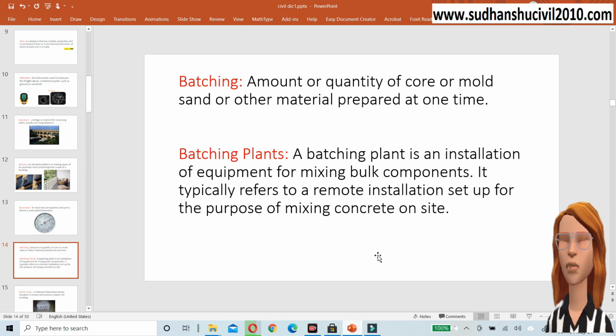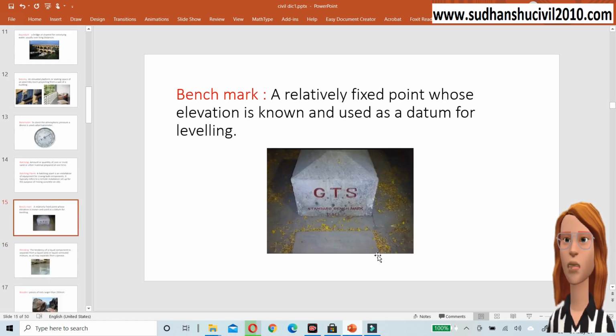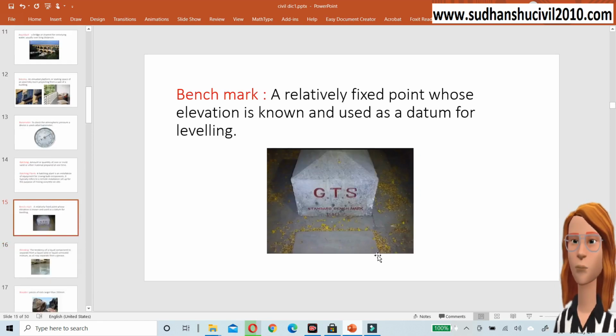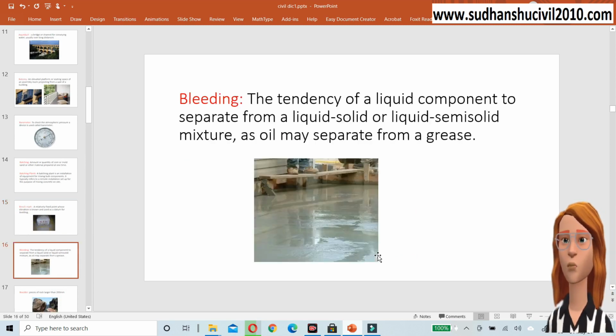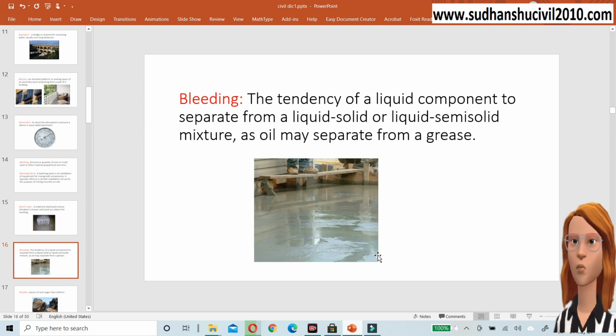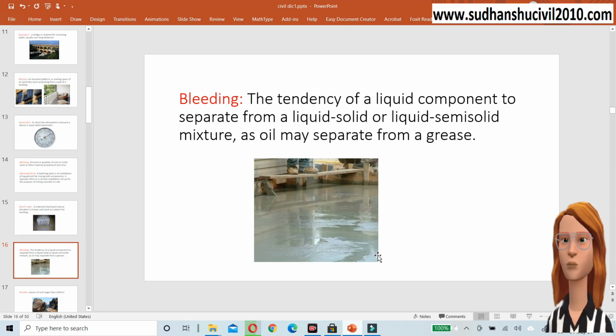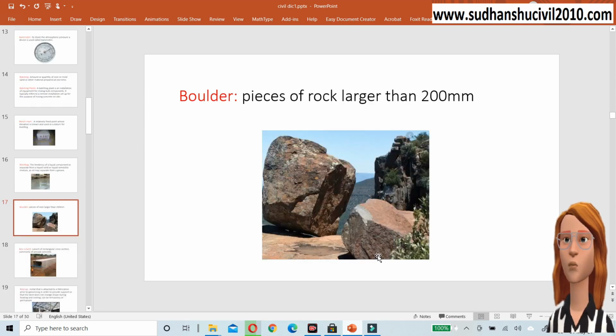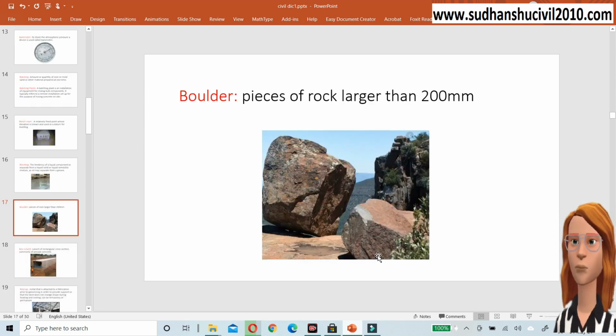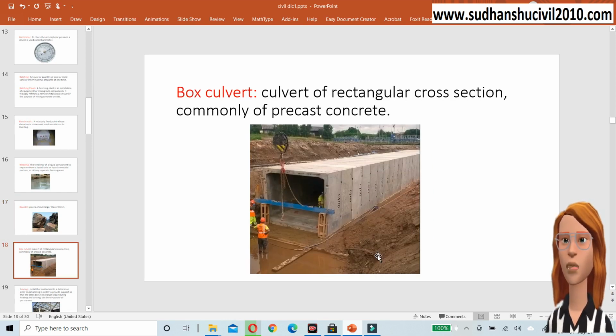Benchmark. A relatively fixed point whose elevation is known and used as a datum for leveling. Bleeding. The tendency of a liquid component to separate from a liquid solid or liquid semisolid mixture, as oil may separate from a grease. Boulder. Pieces of rock larger than 200 millimeters. Box culvert. Culvert of rectangular cross-section, commonly of precast concrete.